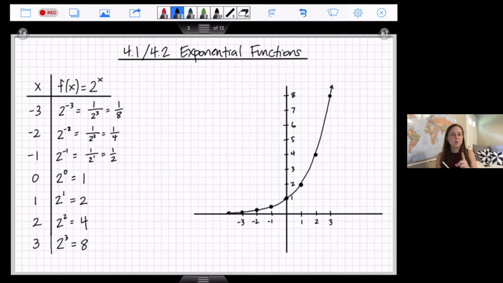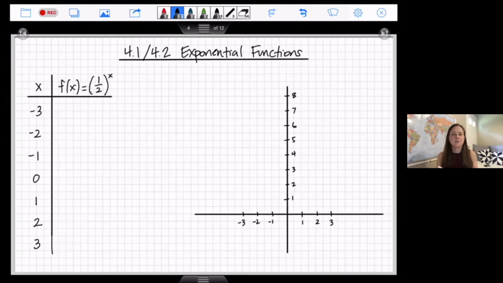I want to do one more plotting points graph with you. This one's going to be a little bit harder with the exponents. We're going to graph 1/2 to the x. We're going to look at what the difference is if the base of the function is tiny, like a fraction. So when I plug in -3, this will probably be the hardest one, 1/2 to the -3.